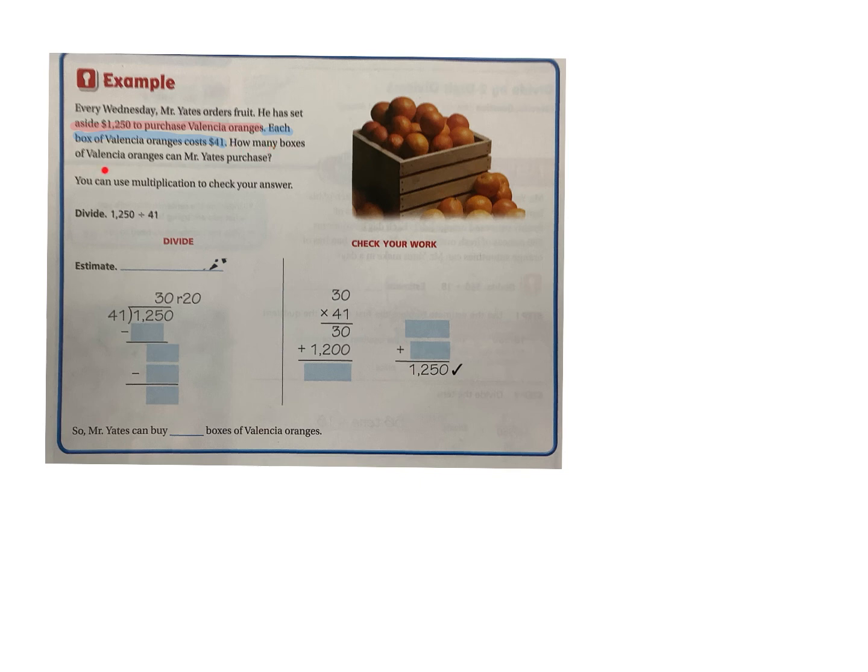How many boxes of Valencia oranges can Mr. Yates purchase? So he has that much money. Every one box is $41, so I'd pull 41 out of there for one box, then I'd pull 41 out again for another box, and then I would take 41 out of there again for another box, repeatedly over and over and over again. And repeated subtraction, as you know, is also division. So we're going to do a division problem. The $1,250 that he spends on it divided into 41 pieces, or $41 per box.